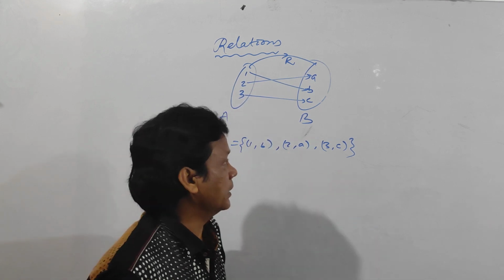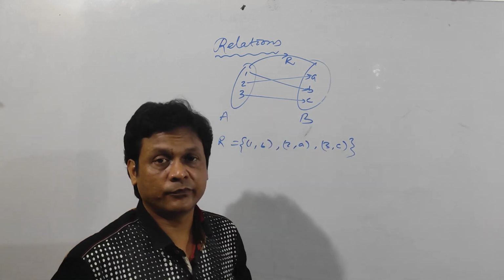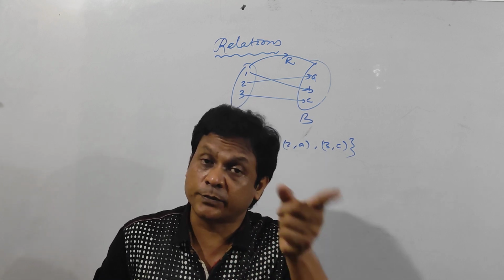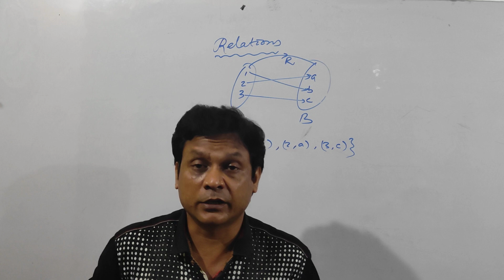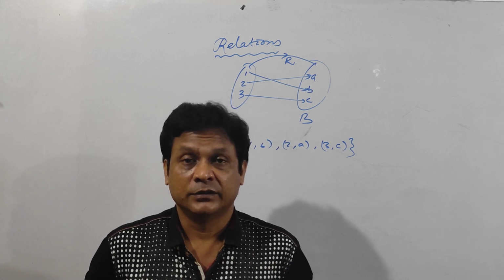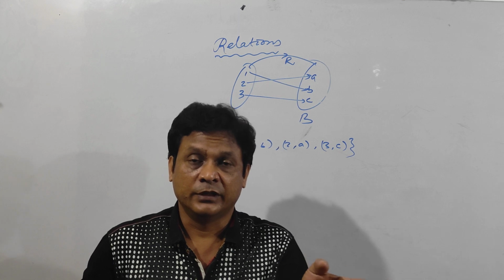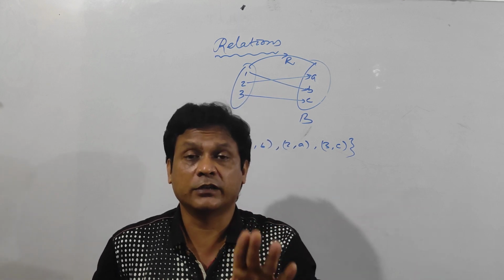So the question is: how many relations can you form from A to B? I have told you, a relation from A to B means it is a subset of A cross B. Then how many subsets of A cross B are there? A subset of A cross B is a relation. But now the question is: how many subsets does A cross B have?